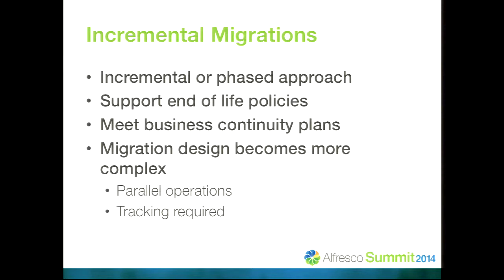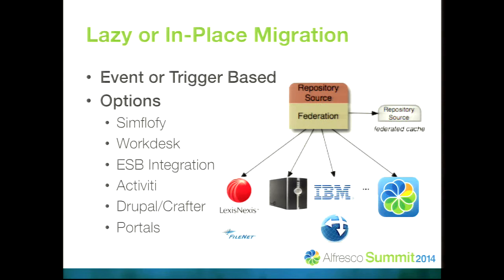And then if you need lots of tracking, a lot of auditing, this is one of the reasons for an incremental type of migration. Okay. So a lazy or in-place migration, this is one that we like in terms of just making things a bit easier in terms of migration. So, it's an event or trigger-based type of migration. It's not migrating people immediately. It's migrating content when it's accessed, when it's determined that it's actually useful.